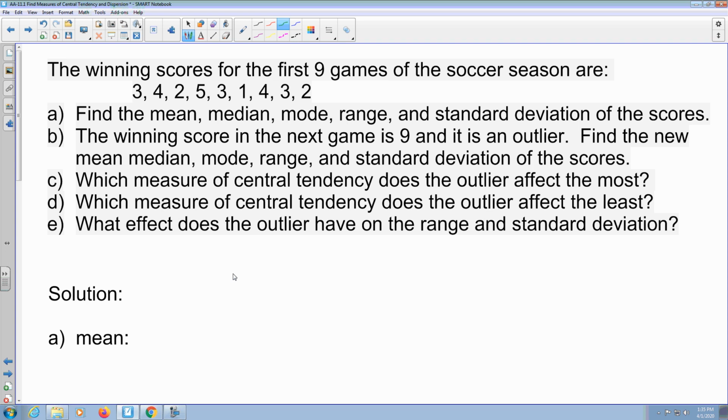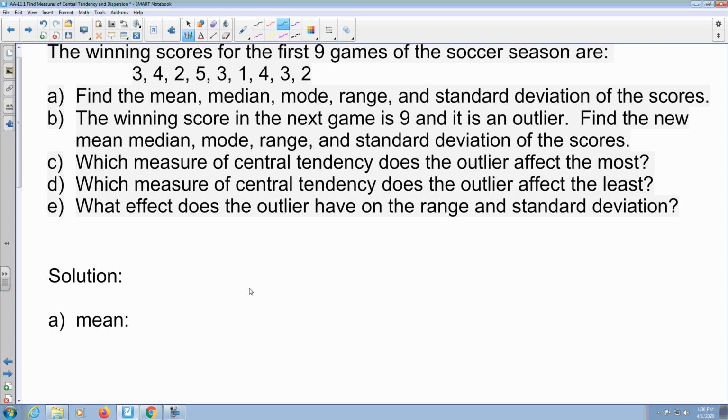Part B says the winning score in the next game is 9 and it is an outlier. Find the new mean, median, mode, range, and standard deviation of the scores. Which central tendency does the outlier affect the most? Which measure of the central tendency does the outlier affect the least? And what effect does the outlier have on the range and standard deviation?